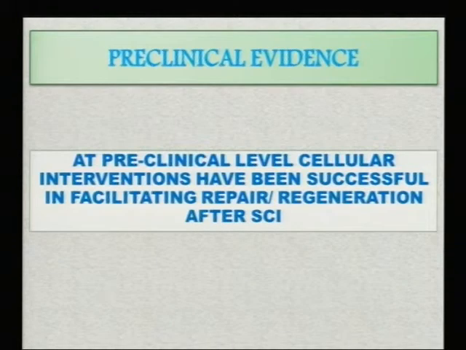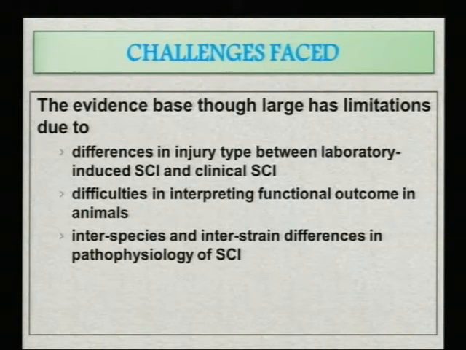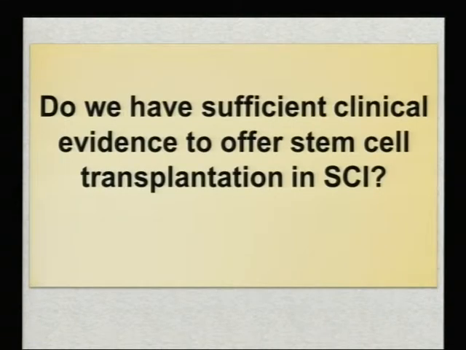But the conclusion for preclinical evidence would be that at the preclinical level, cellular interventions have been successful in facilitating repair or regeneration after spinal cord injuries with a number of strategies. And we may be in a stage of clinical research now, past the preclinical research stage. However, there have been various limitations due to differences in injury type between laboratory-induced spinal cord injury and clinical SCI, difficulties in interpreting functional outcome in animals, and interspecies and interstrain differences in pathophysiology of spinal cord injuries.